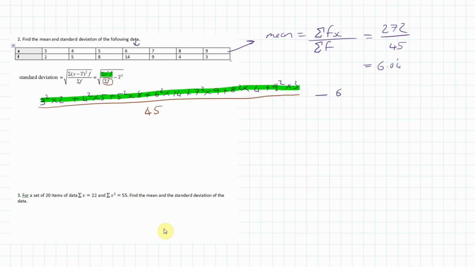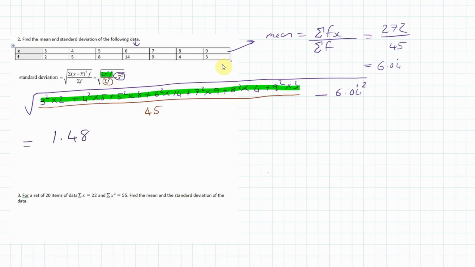So we're going to take 6.04 recurring, and then we take the square root of that. Alright, so we're going to chuck this into our calculator. Oh, wait a second, I just need a square there. Okay, so we're going to chuck this into our calculators, and what do we get when we do that? Well, I happen to get 1.48 for my standard deviation.